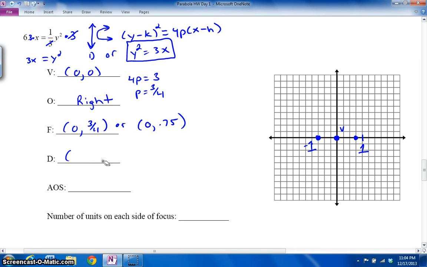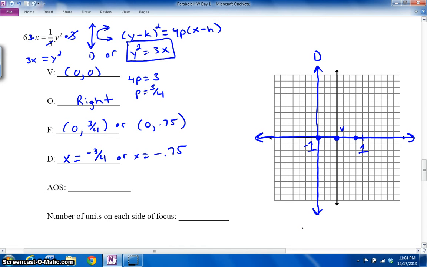Please remember that the directrix is a line. So we have a vertical line here, all the way down at negative 3/4. Alright, so our directrix is a vertical line, so that means x equals a number, in this case, negative 3/4, or x equals negative 0.75.